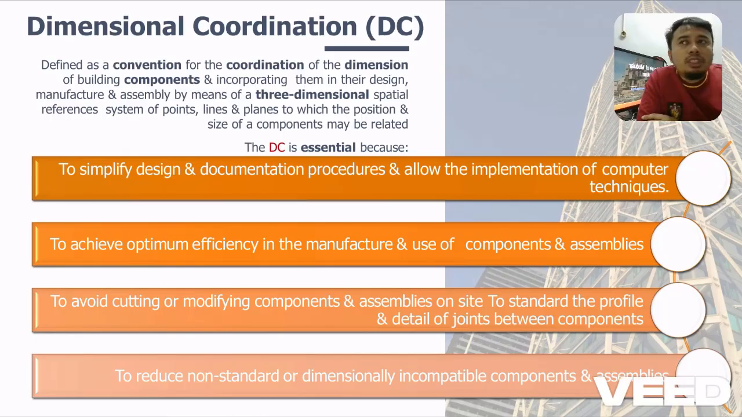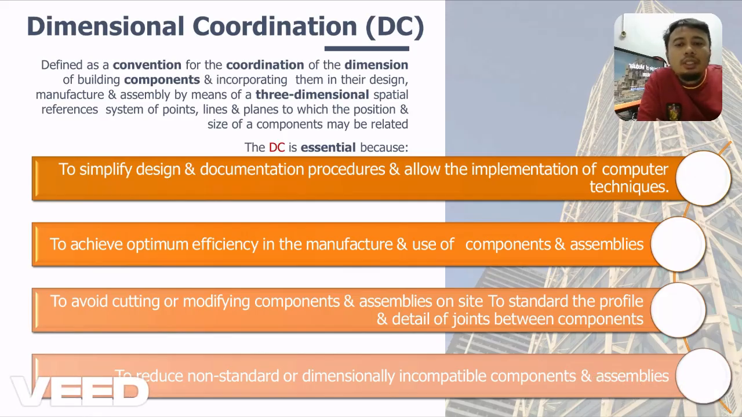This can be seen in Revit, a BIM software. You see a lot of software where you just input the components, so the computer design already knows what type of components and the dimensions of the components. So it helps the designer in determining the next part of the design as the components are well coordinated in terms of dimension. And next, it can achieve optimum efficiency in the manufacture and use of components and assembly.